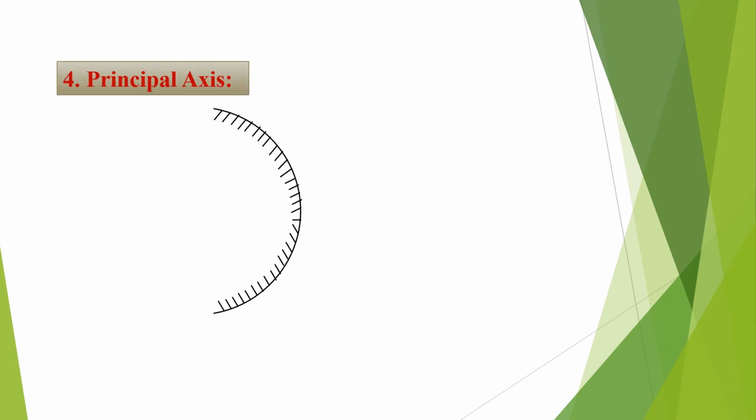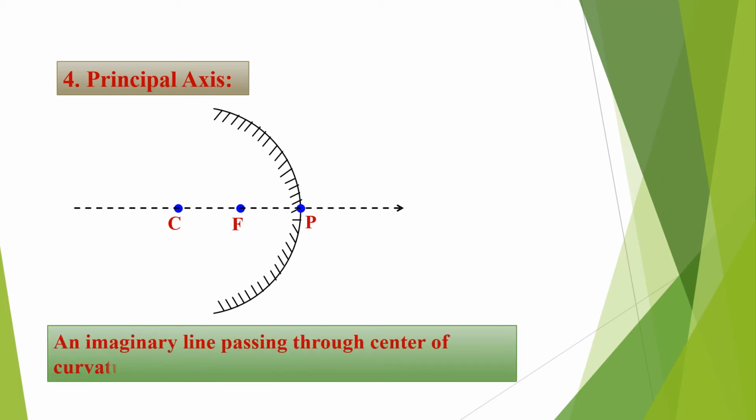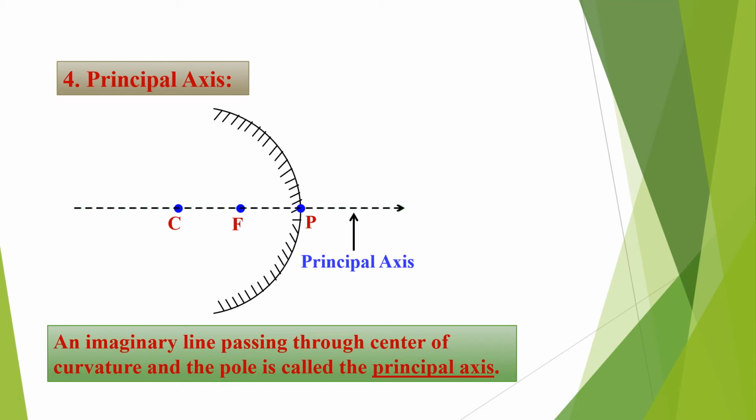Principal axis. This is the mirror, P is the pole, and this line which passes through the pole, focus and center of curvature is called the principal axis. That is, the imaginary line passing through the center of curvature and the pole is called the principal axis.